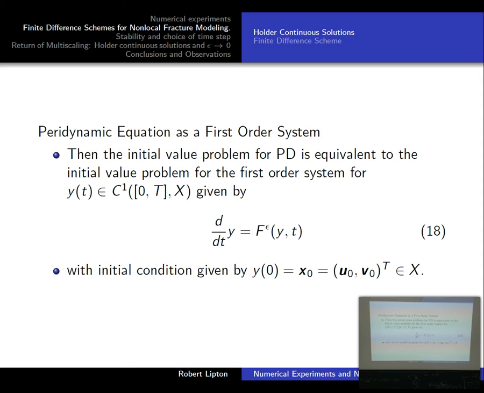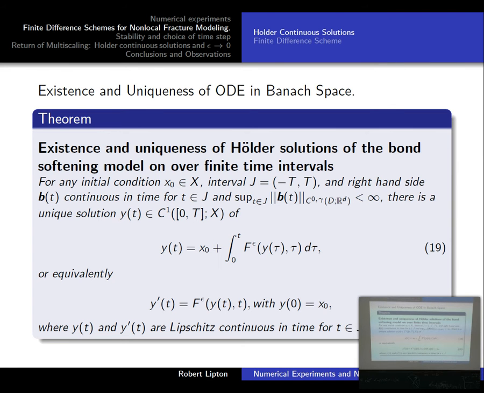For every time, it's a C1 function of time into this Banach space, and it's given by the ODE, and the initial conditions are fixed. Okay, so this is the initial displacement, initial velocity. This is our Holder Banach space, zero boundary conditions. And we have existence and uniqueness of Holder solutions for bounded times.